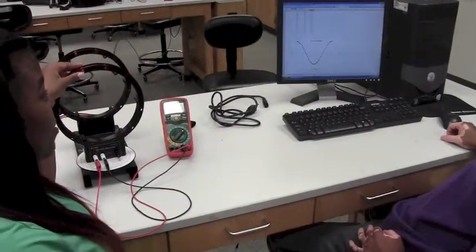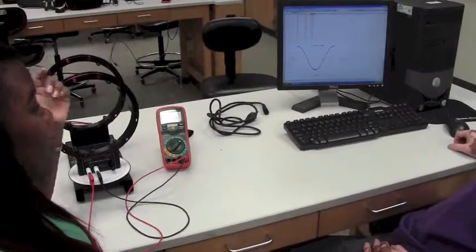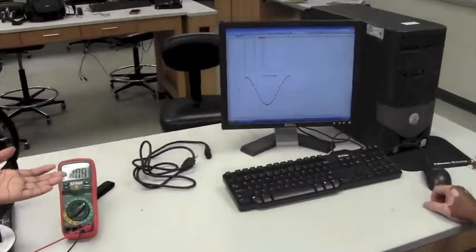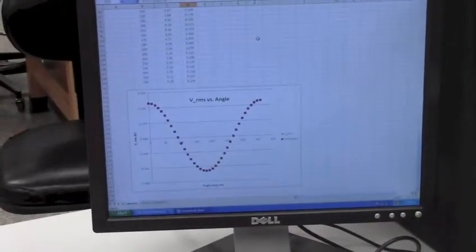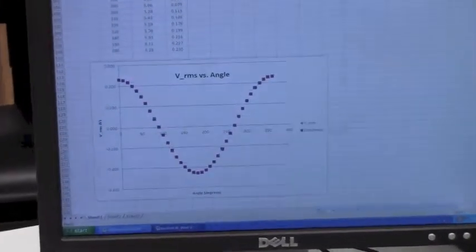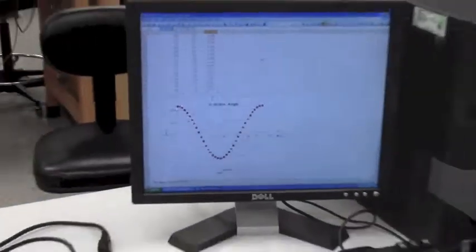Okay, so as we were doing our experiment, we entered our values of EMF and the angles we used. And as you can see in the graph, the EMF decreased as we got closer to 90, and it went back up and increased again as we went from 90 to 180.